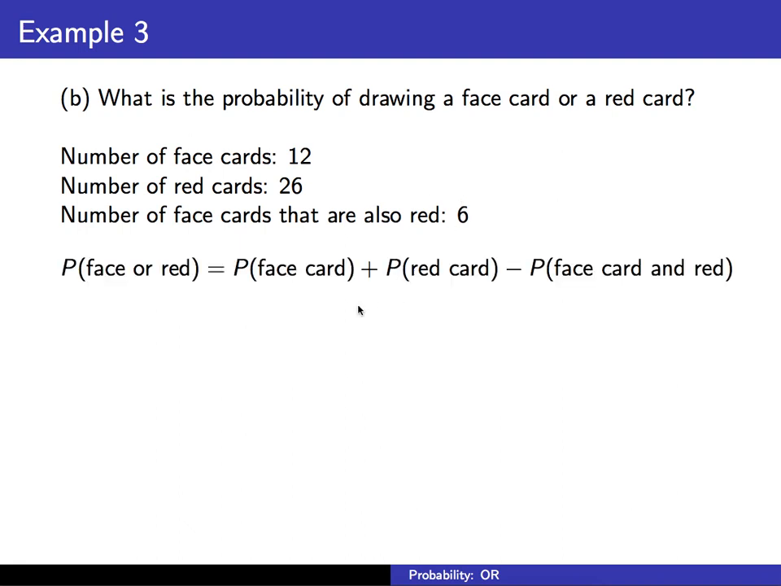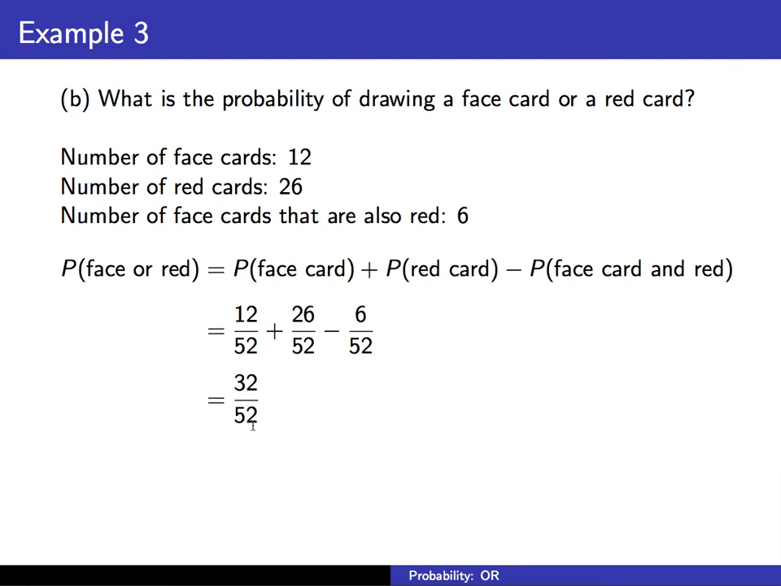So adding the probability of a face card, 12 over 52, plus the probability of a red card, 26 out of 52, and subtracting the cards that are counted twice, the 6 red face cards, we get 32 out of 52, which reduces to 8/13. So if you have any problems that are counted twice for or, make sure you subtract out the instances where they're counted twice.